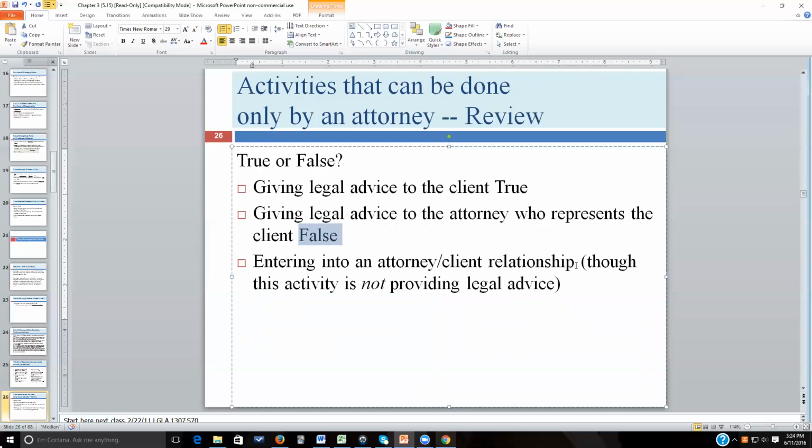Entering into attorney-client relationship. This is an attorney-only function, so yes. Now, sometimes people get confused on this, and there will be a test question on this too. They will say, but this isn't giving legal advice, right? That's what attorneys can do that paralegals can't. Well, you're right. The main thing that attorneys can do that paralegals can't is give legal advice. But there's also a few other things, and this is one of those other things. Also, making a court appearance is another one of these things that isn't legal advice, but is something only attorneys can do.